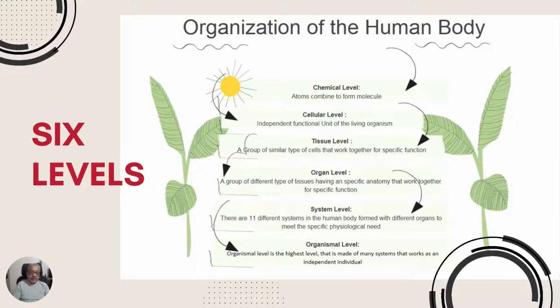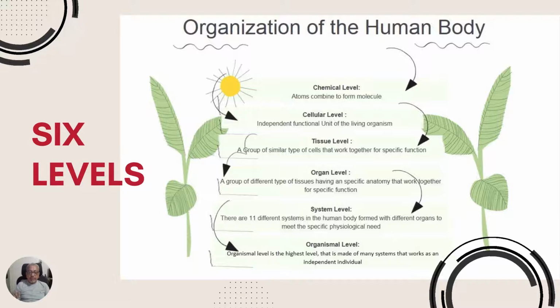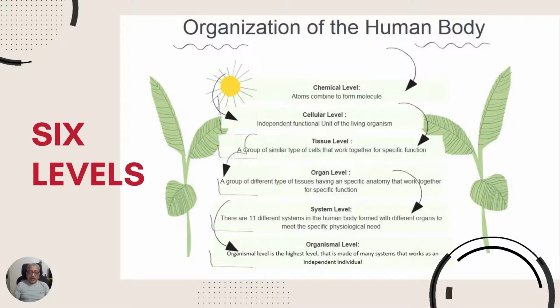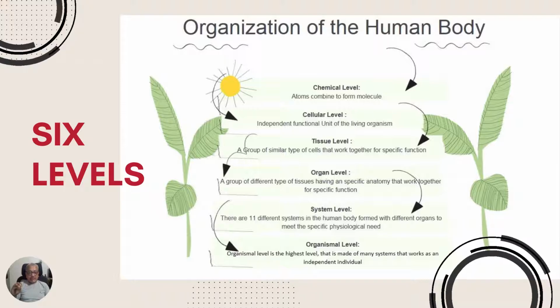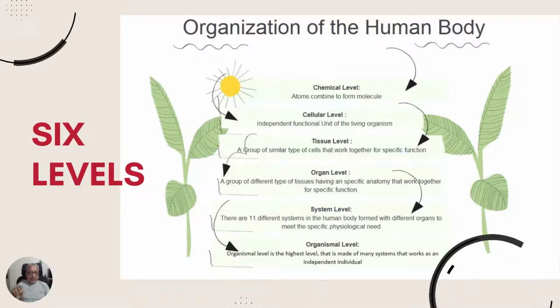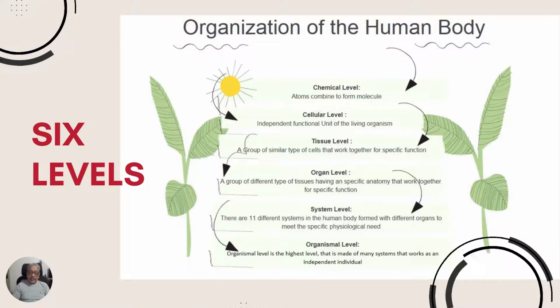The smallest unit of all living and non-living things are atoms. Now the atoms combine to form molecules. Molecules can be small or large, however, they are the basis of all structures in our body. In the human body, all living structures are made out of cells.